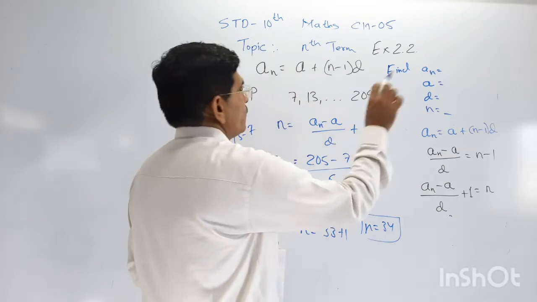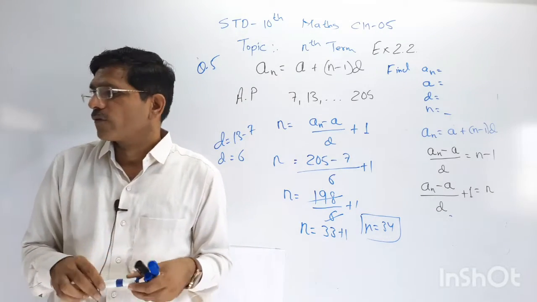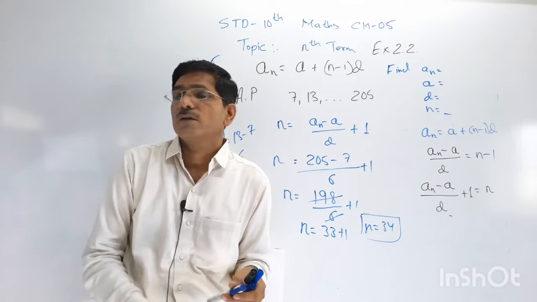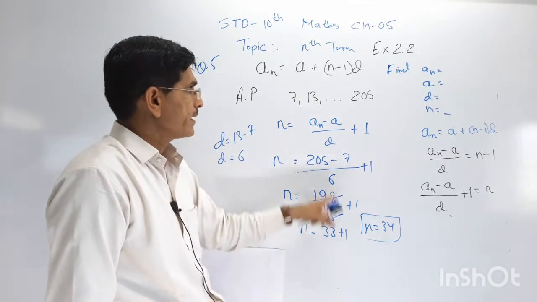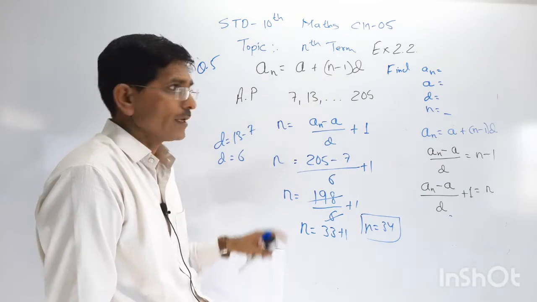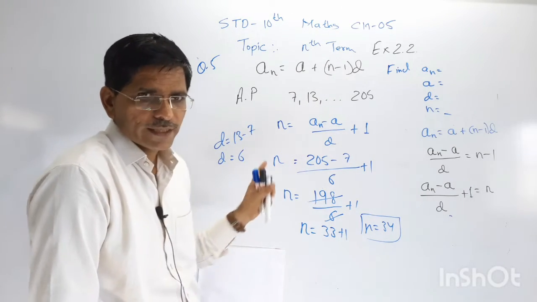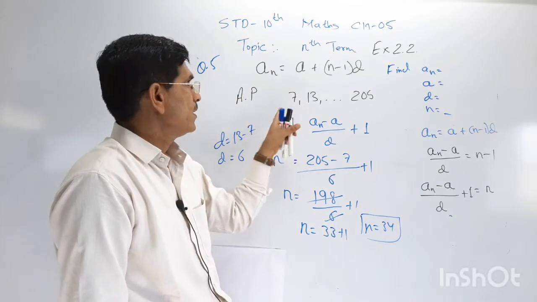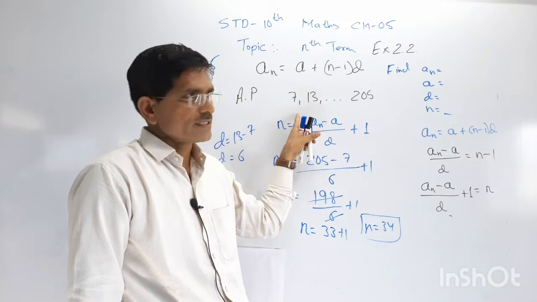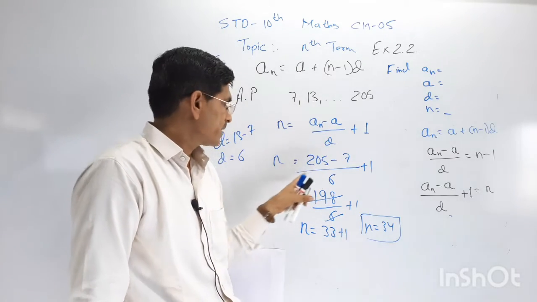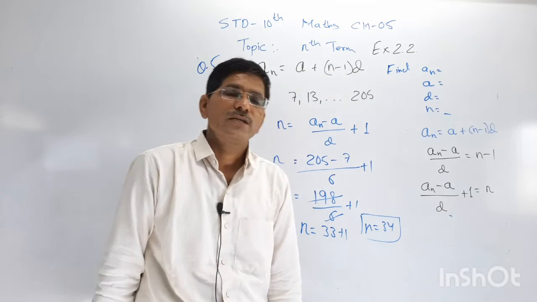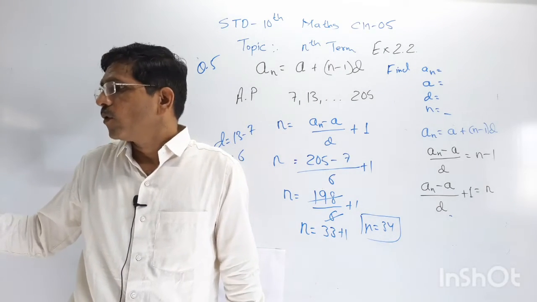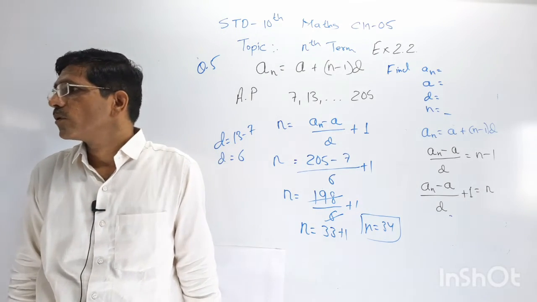If I go for the 34th term, then I will get the value 205. So 2 mark sums may be asked related to this topic. How is it possible? A, that is the initial term 7, the difference between these two terms, that is d, and the last term, that is 205, that is an.